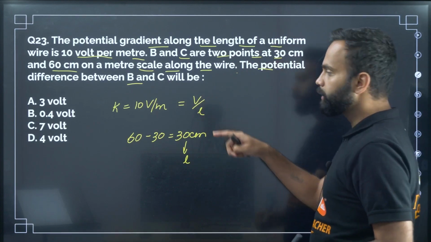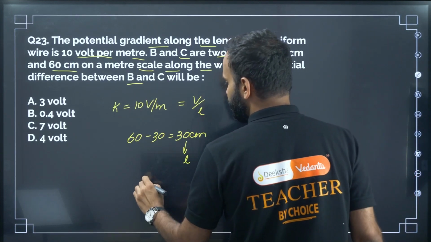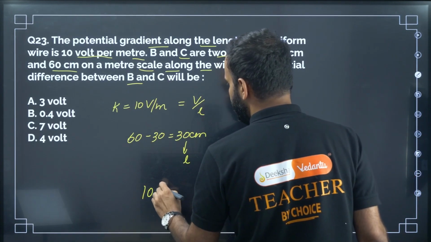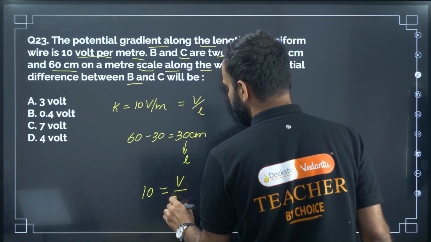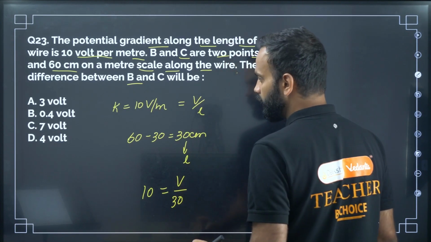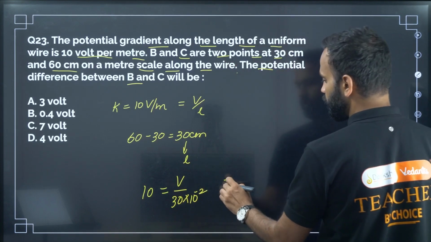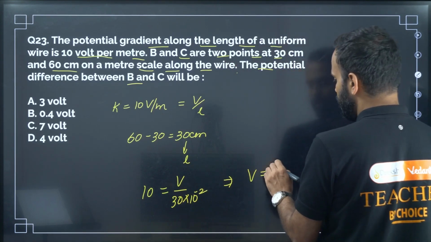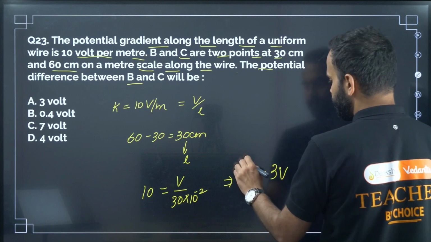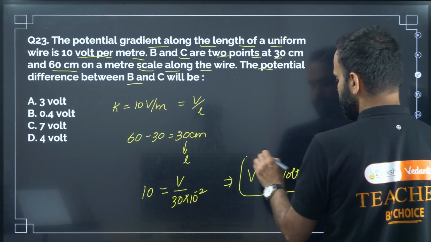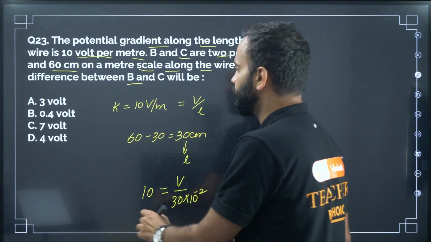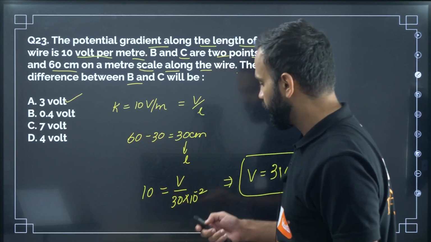We need to find V, that is potential difference. Here K is given, right? So 10 volt per meter is equal to V divided by 30 centimeter, that is 30 into 10 to the power minus 2. So solve this, you will get V equal to 3 volt. This is the potential difference between point B and C. The correct option is A.